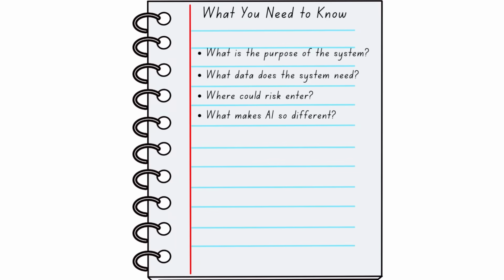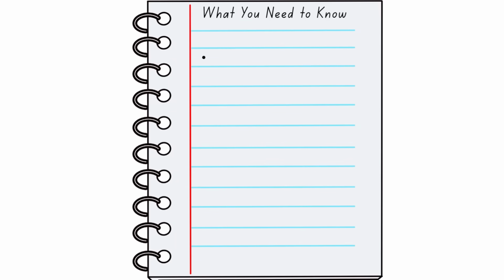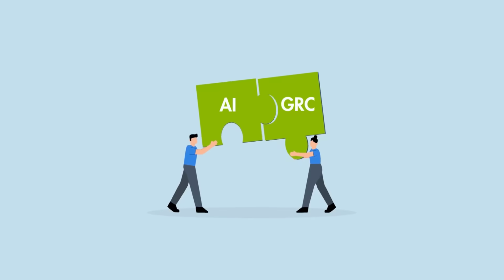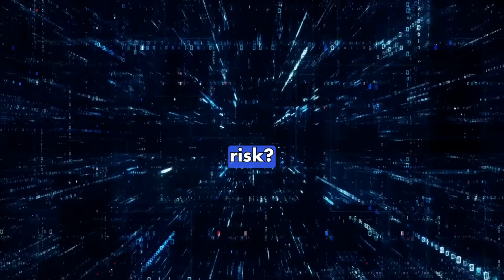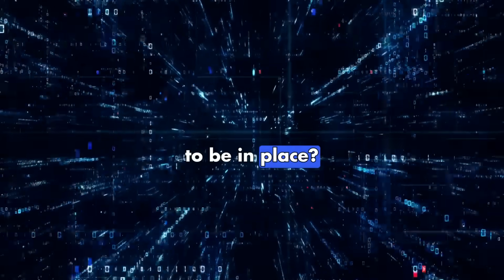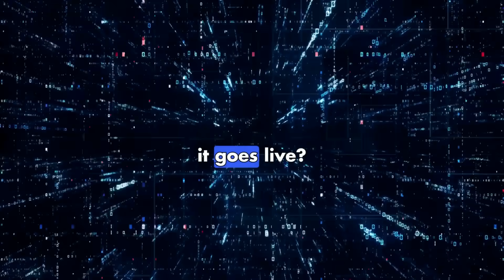Once you're comfortable with the AI side of things, you need to understand the GRC side. That means getting comfortable with ideas like risk, controls, policies, accountability, monitoring, audit, and documentation. Again, you don't need to become an expert in all of this straight away, but you do need to understand how organizations usually manage risk, because AI GRC is about applying those ideas to AI systems. Once you're comfortable with both AI and GRC, you can start connecting them. How does AI change risk? What kind of oversight needs to be in place? Who should be responsible for the system after it goes live?